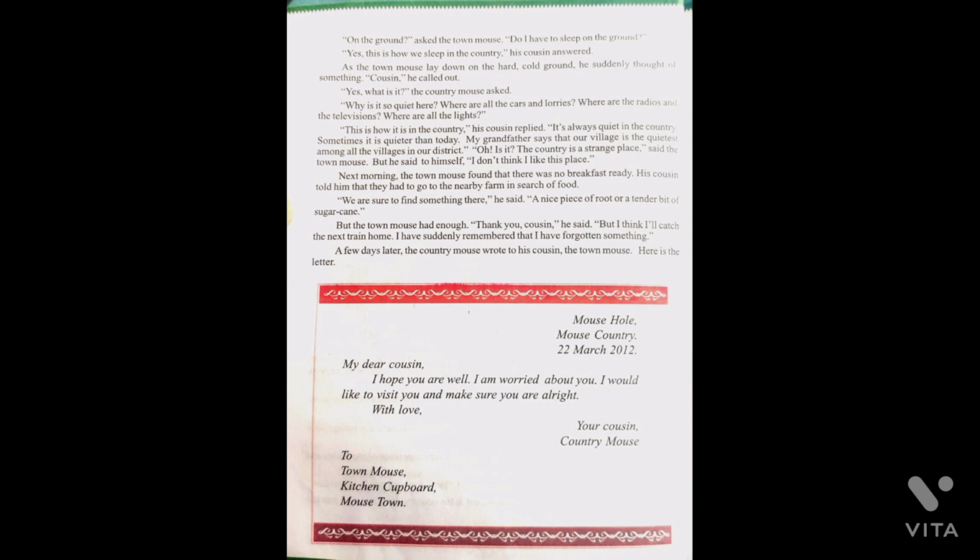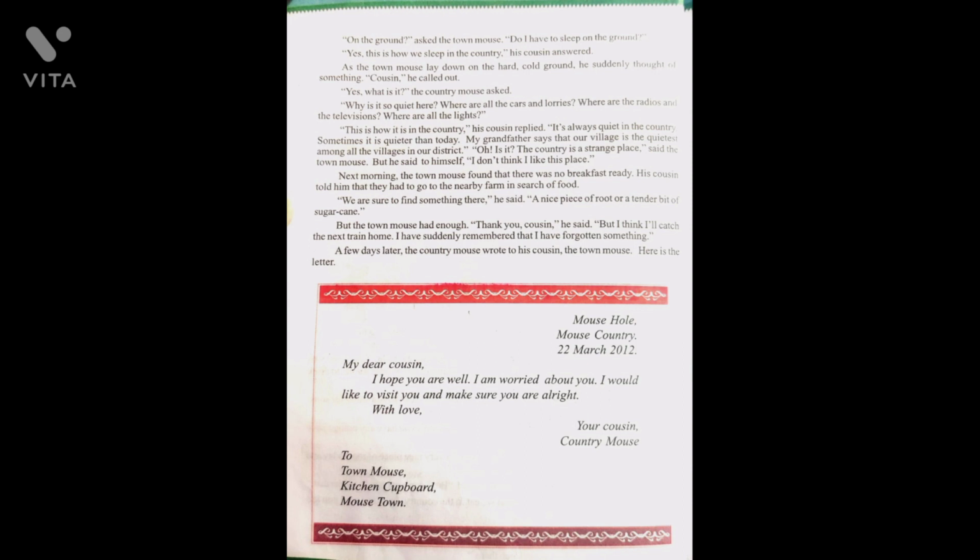"Oh, is it? The country is a strange place," said the town mouse. So the town mouse is saying the country place is really strange. But he said to himself, "I don't think I like this place." Now the town mouse is thinking by himself, I don't like this place. Next morning, the town mouse found that there was no breakfast ready for him. So his cousin told him that they had to go to the nearby farm in search of food.